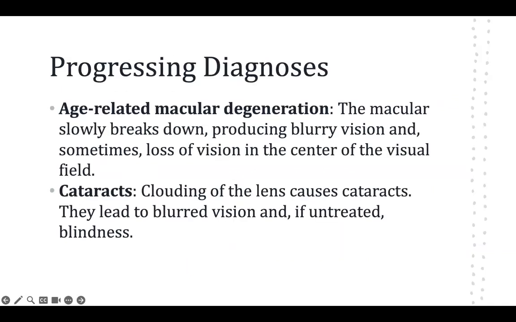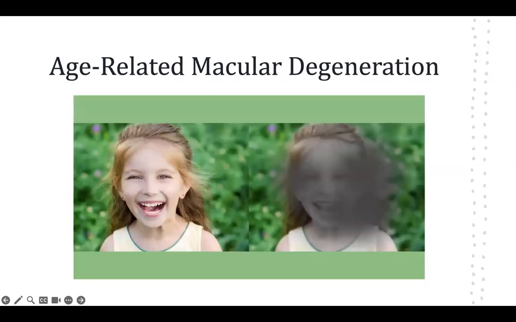There are also progressive diagnoses, so things that progress over time. The first one is macular degeneration. This is where the macular part of the eye slowly breaks down and produces blurry vision, which can also cause some loss of vision in the central part of the eye. So this is what it looks like: that inability to see certain parts, or that blurry vision due to the macular degeneration.